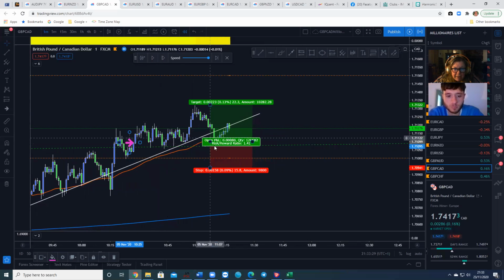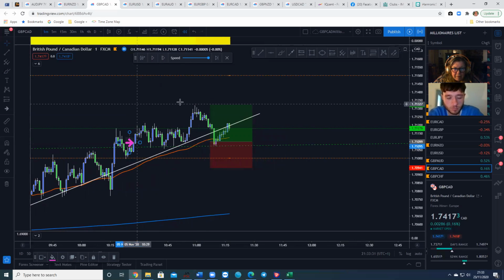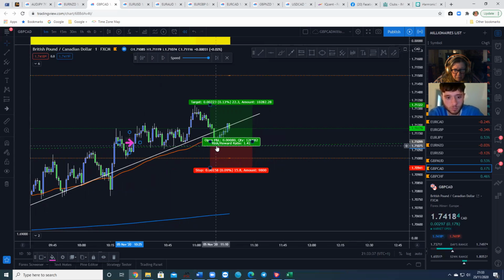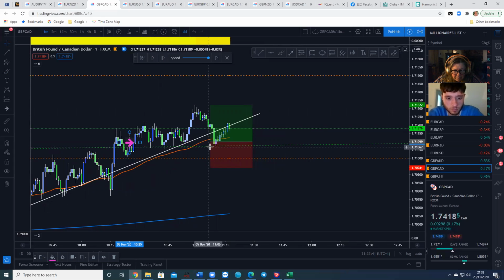Oh, you see, bang, look at that. So if we hadn't taken our 20 pips, it went GCAD very fast, the other side of it all, right back down. And that's just past the 10 o'clock candle.